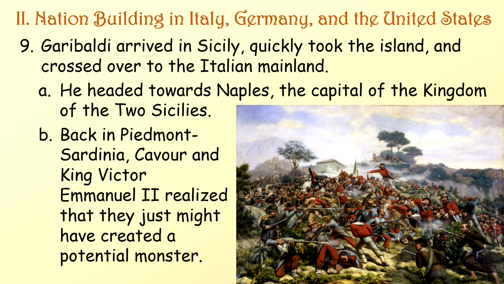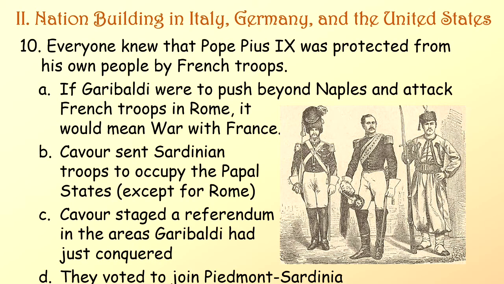Back in Piedmont-Sardinia, Cavour and King Victor Emmanuel II realized that they just might have created a potential monster here. Everyone knew that Pope Pius IX was protected from his own people by French troops. If Garibaldi were to push beyond Naples and attack French troops in Rome, it could mean war with France. Cavour sent Sardinian troops to occupy the Papal States except for the city of Rome. And Cavour staged a referendum in the areas that Garibaldi had just conquered, and they voted to join Piedmont-Sardinia.